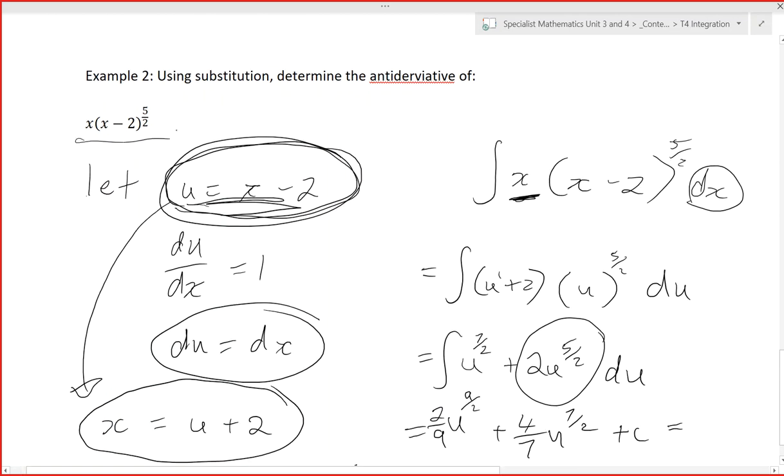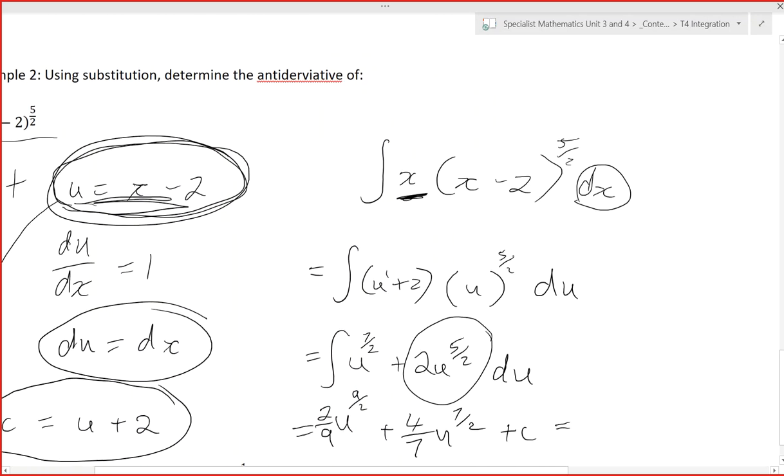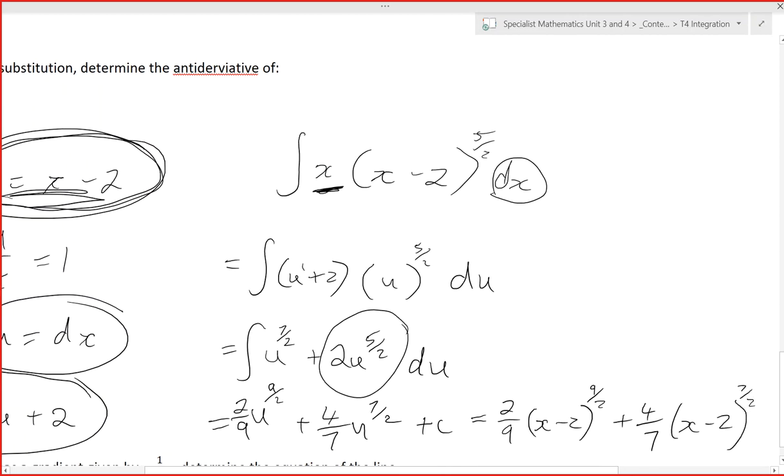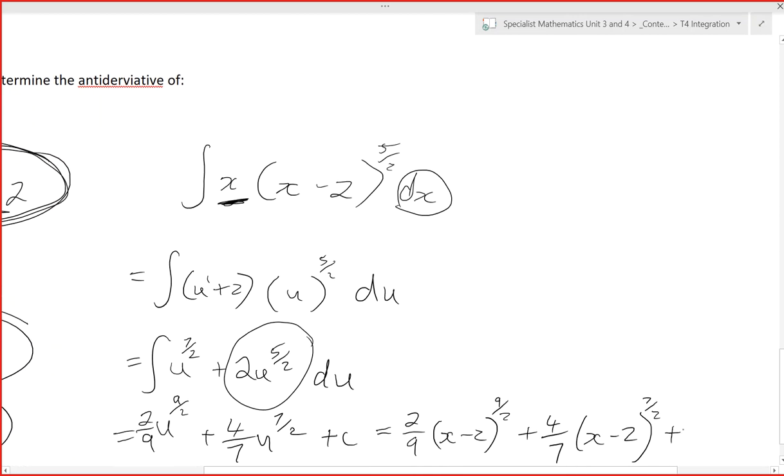It was finding in terms of x. We substitute what u is in terms of x back in. So 2 over 9 brackets x minus 2. So it becomes quite a long expression. Are there any questions about any of that? Because it may have been a bit confusing.